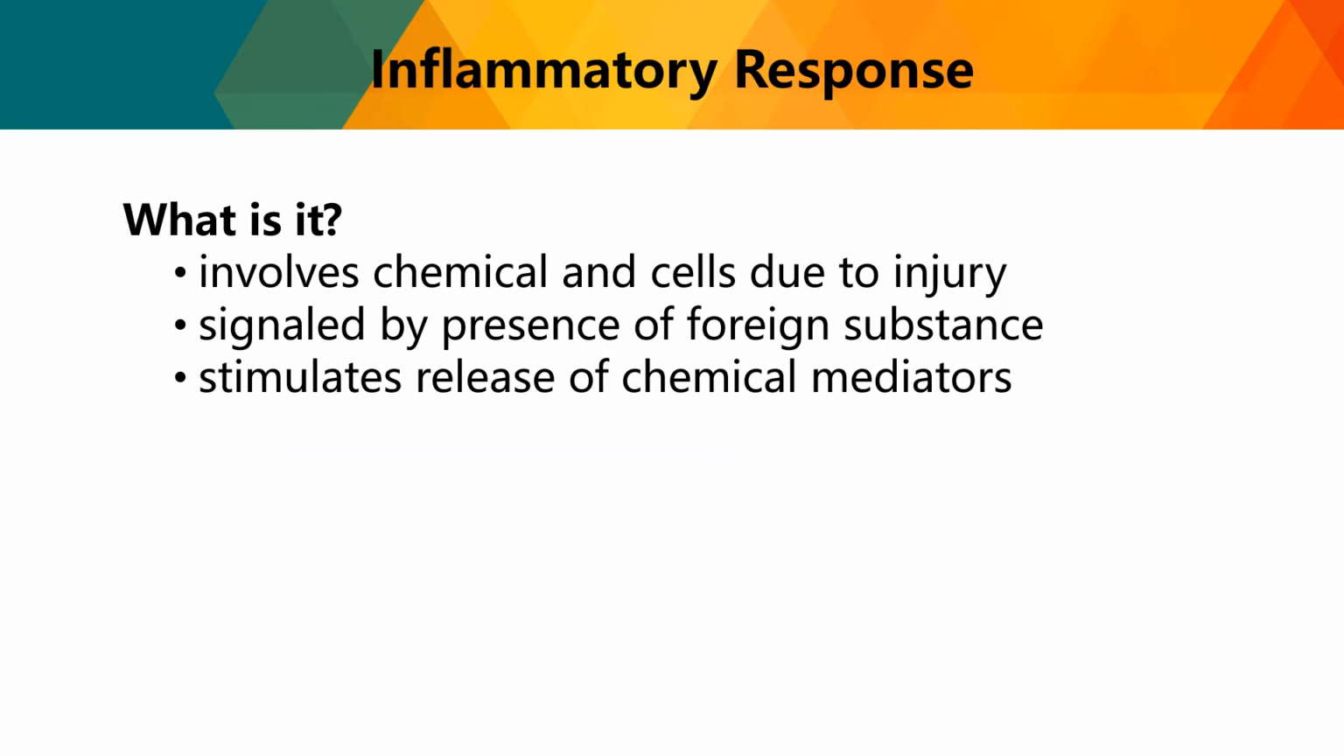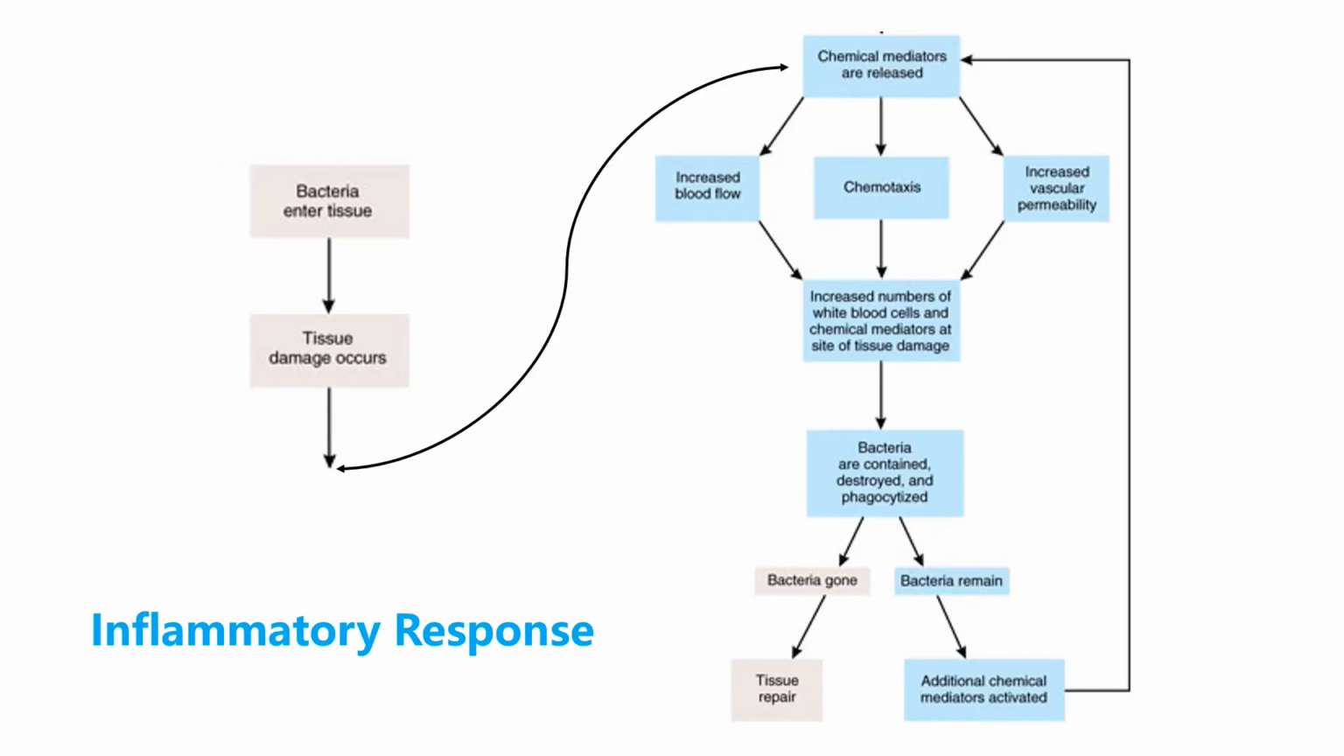So the inflammatory response involves chemicals and cells due to injury. They are signaled by presence of foreign substances, and they are stimulated due to the release of the chemical mediators. To further understand inflammatory response, let's use this diagram to understand how bacterial infection can be defeated through inflammatory responses.